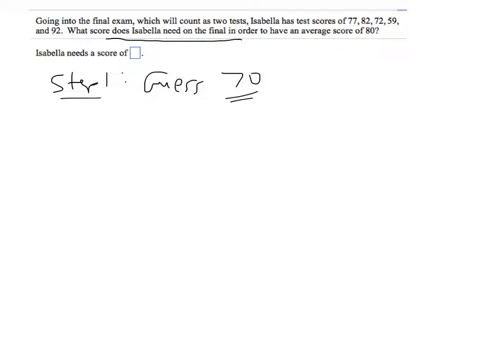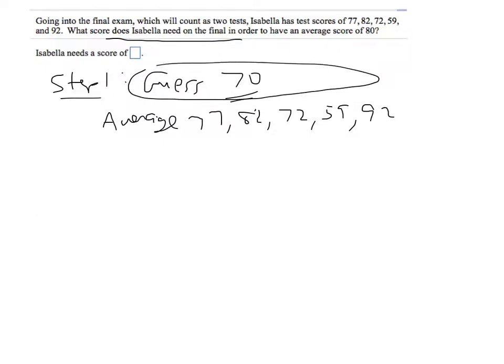Okay, so it says that the final exam will count as two tests, and it gives us the other test. And so in order to have an average of 80, that means we're averaging 77, 82, 72, 59, 92. Those are her other scores that are given up here. And then we guessed that she made a 70 on the final. And so we're going to put 70 in here twice. It says the final exam gets counted twice.